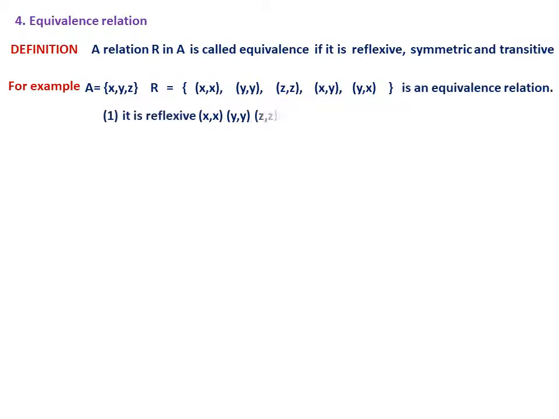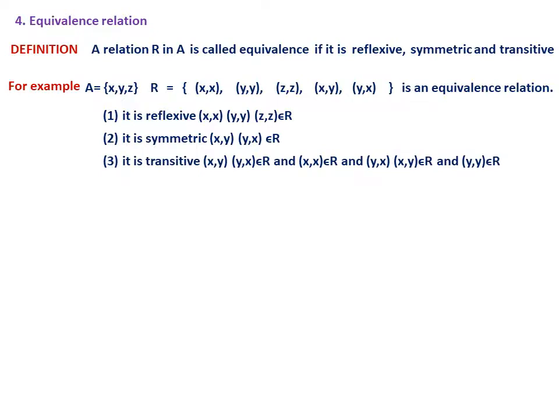Therefore, it is an equivalence relation. So let us verify like this. It is reflexive because XX is there, YY is there, ZZ is there. It is symmetric because XY is there, YX is there. It is transitive because the XY, YX pair is there, and the XX pair is there. The YX, XY pair is there, and the YY pair is there. Therefore, it is an equivalence relation.